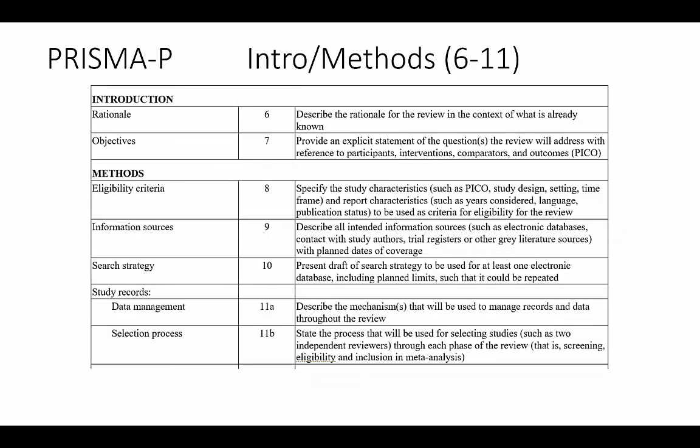And then in the next part, you get into that rationale. So remember, part of the proposal was to figure out that rationale, so that is a part of the protocol as well. And what's their objective, which usually includes the framework. Get into the eligibility criteria. What are the databases that are going to be searched? And number 9, a search strategy for at least one thing.